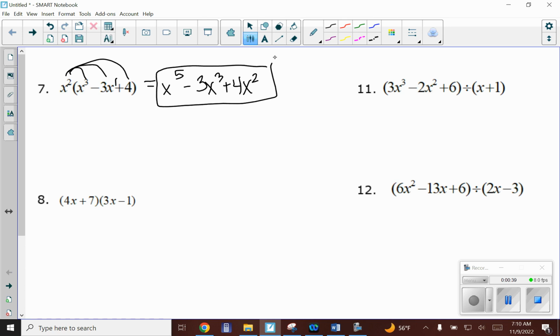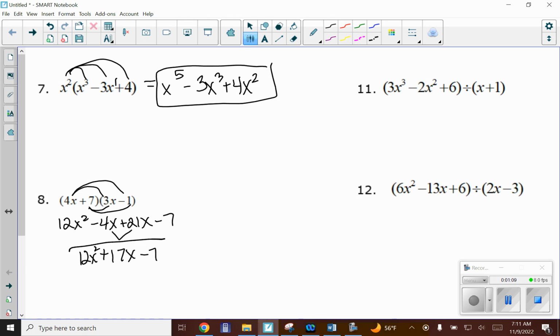Number 8. Number 8 is a multiplying problem again. So we're going to do 4x times 3x, which is 12x squared. 4x times minus 1, which is minus 4x. And then 7 times 3x, which is positive 21x. And then we're going to do 7 times minus 1, which is minus 7. And we're going to combine like terms here. So that's going to give us a positive 17x. And then we have 12x squared and then minus 7. That's our answer.